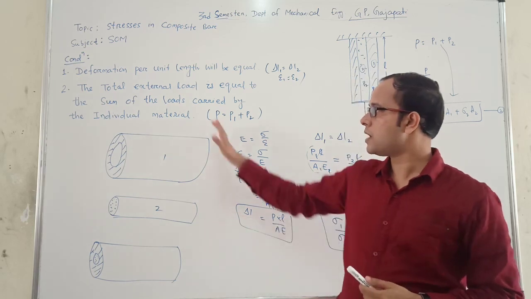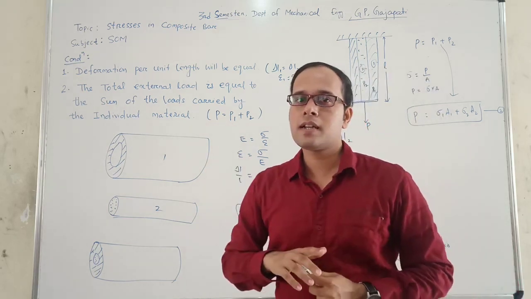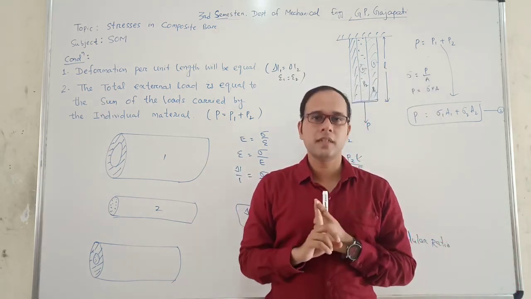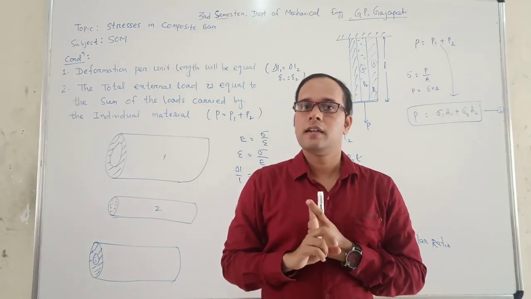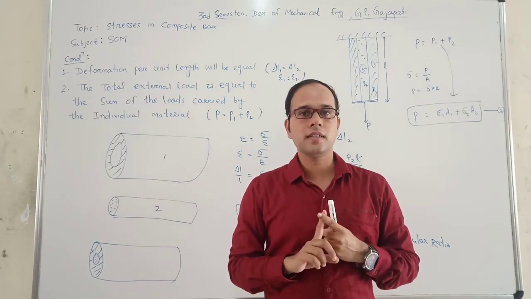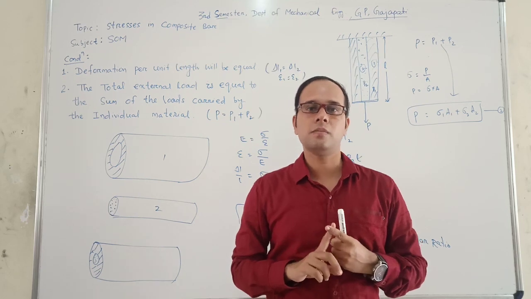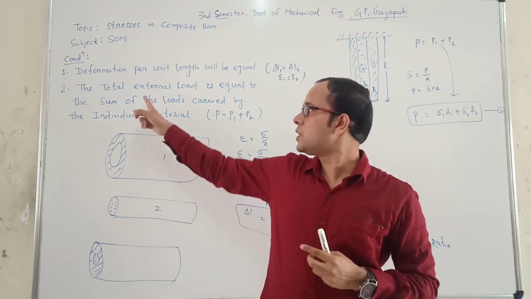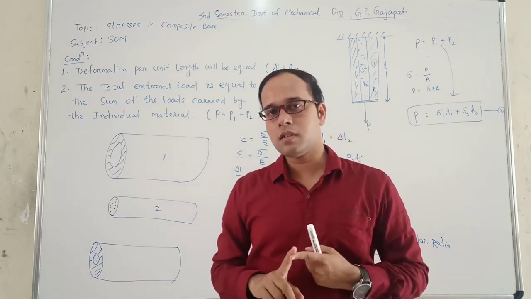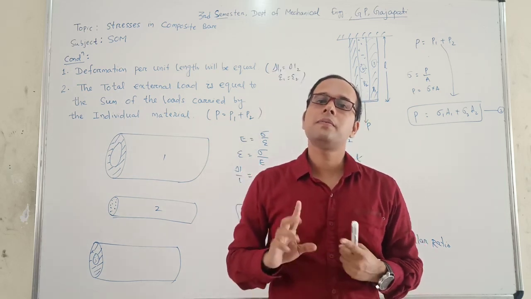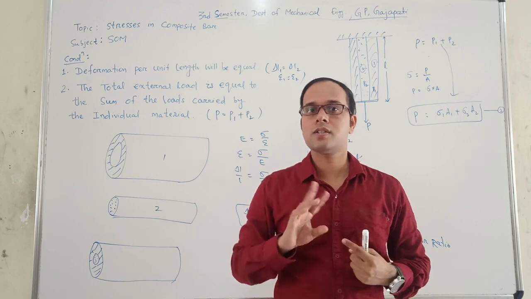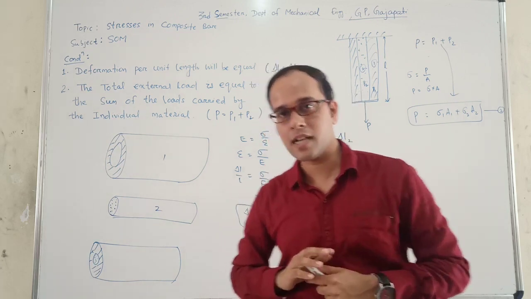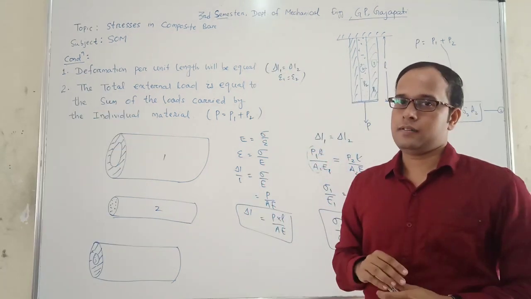So let us recap what we discussed. A composite bar is nothing but joining of two or more materials such that deformation per unit length is equal. That means extension or contraction by the external load will be equal. The second condition is that the total external load will be equal to the sum of the load shared by the different materials. These two conditions should be satisfied. Then we term it a composite bar.